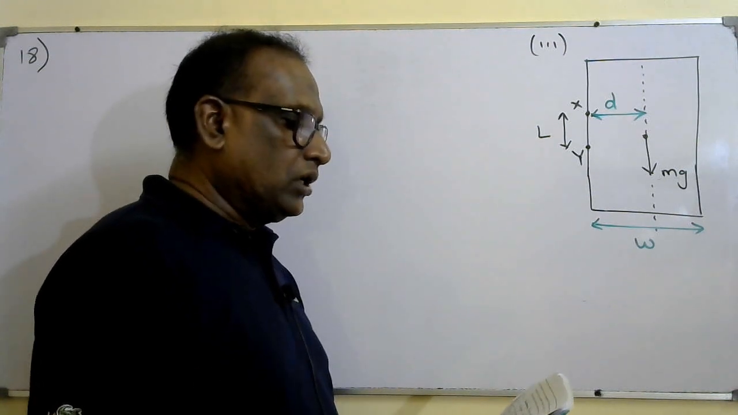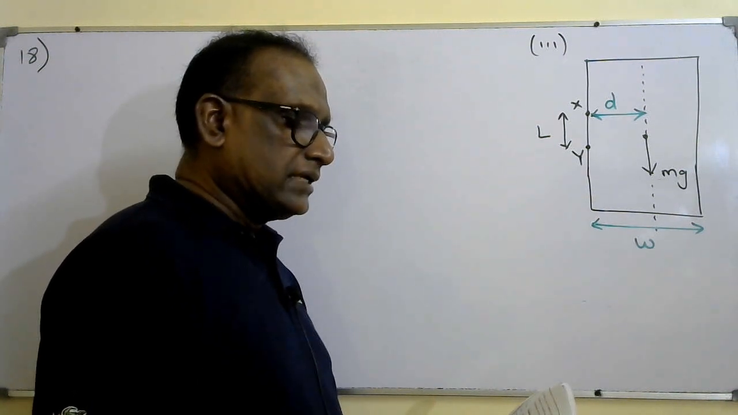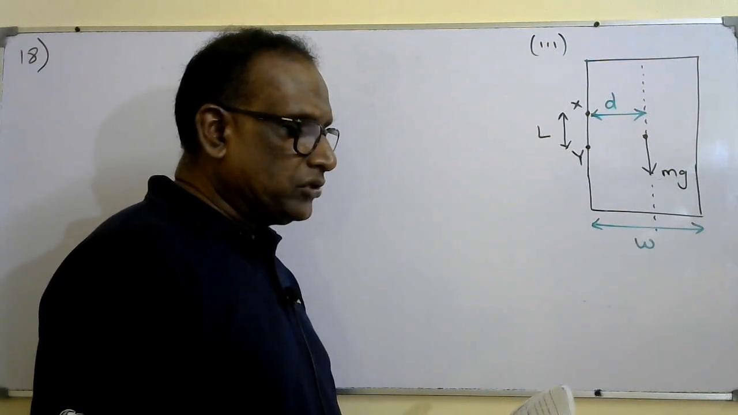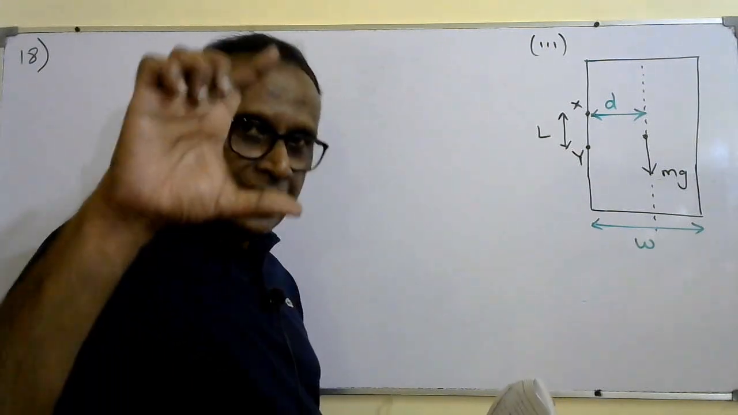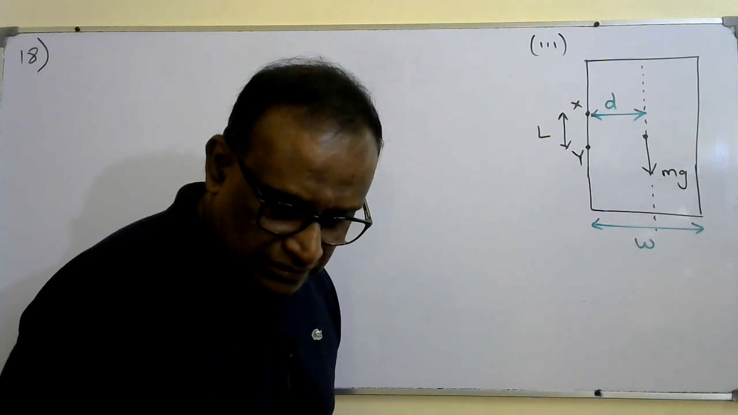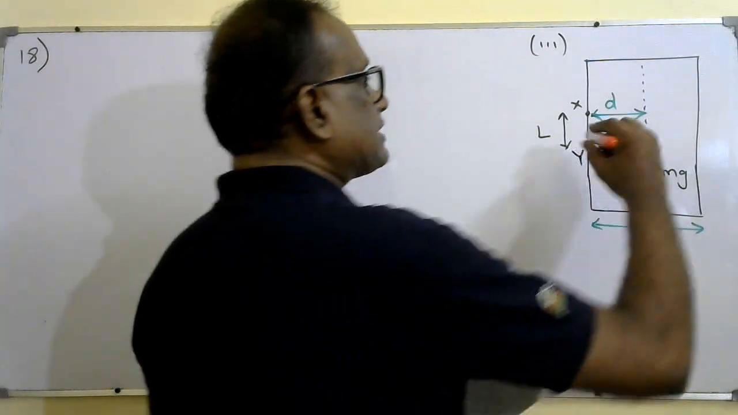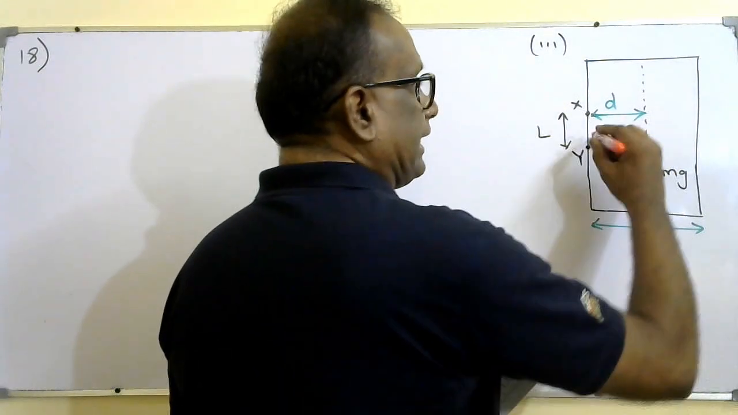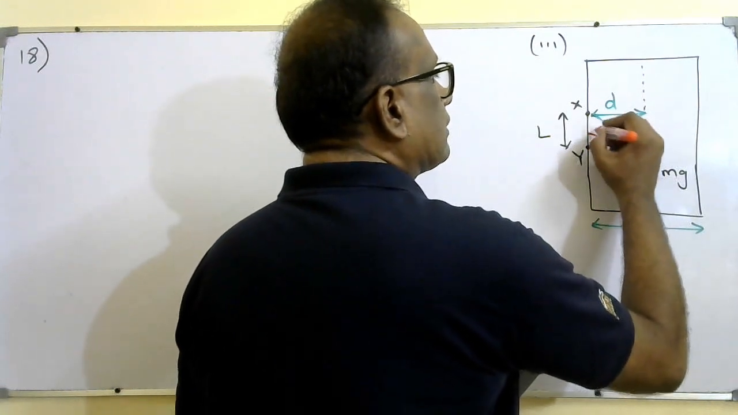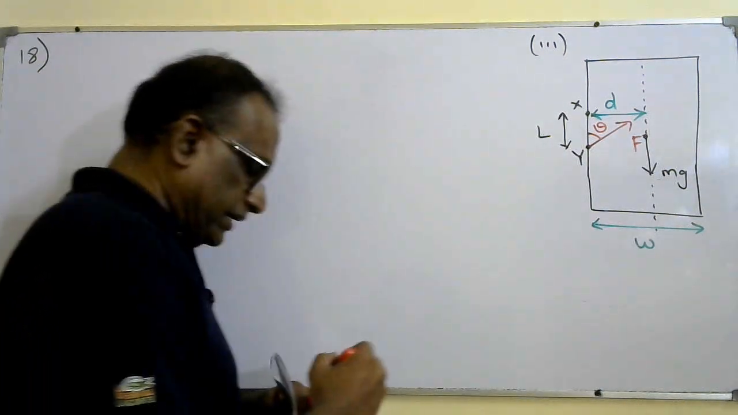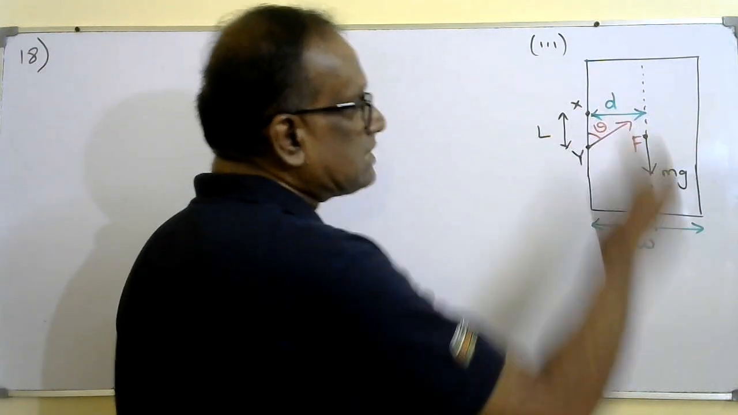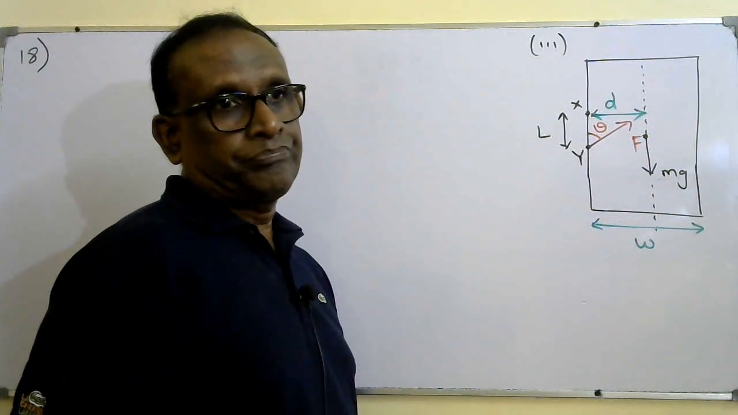Okay, identical door is supported by hinges that are much closer together. Explain how the smaller value of L affects F and theta. So the F is the force, earlier also the same F. The F is acting this way. The force exerted by the hinge Y on the door is this way. And this is the theta. How will F and theta be affected when the distance between the hinges becomes smaller?